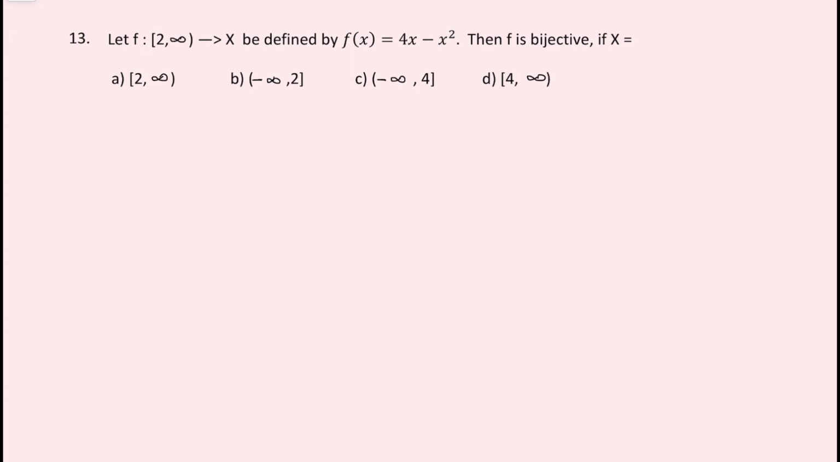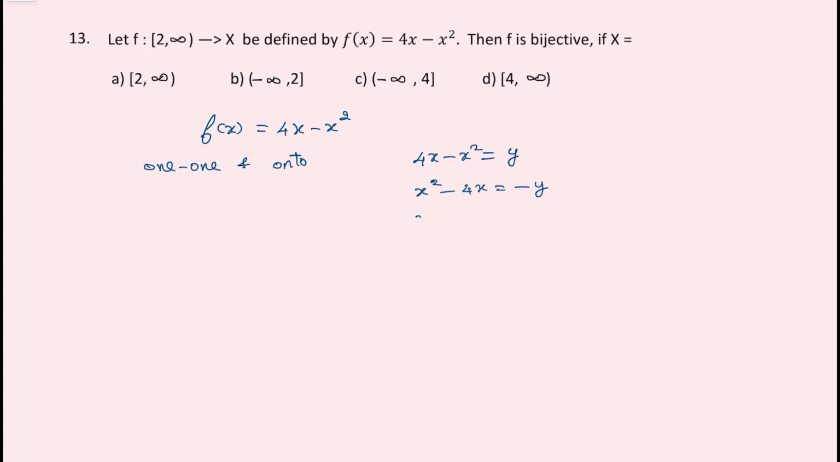Now question 13, f is from 2 to infinity to x, defined by f of x is equal to 4x minus x squared. It is a quadratic equation. It's a parabola, but only half parabola because it is 2 to infinity. Then f is bijective. Bijective means it is 1, 1 and onto. Since f is an onto function, x is the range of that function. Let us take f of x as y.